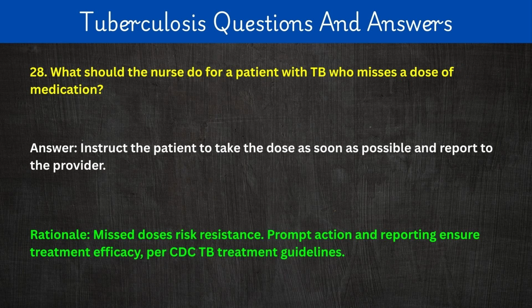28. What should the nurse do for a patient with TB who misses a dose of medication? Answer: instruct the patient to take the dose as soon as possible and report to the provider. Rationale: missed doses risk resistance. Prompt action and reporting ensure treatment efficacy, per CDC TB treatment guidelines.